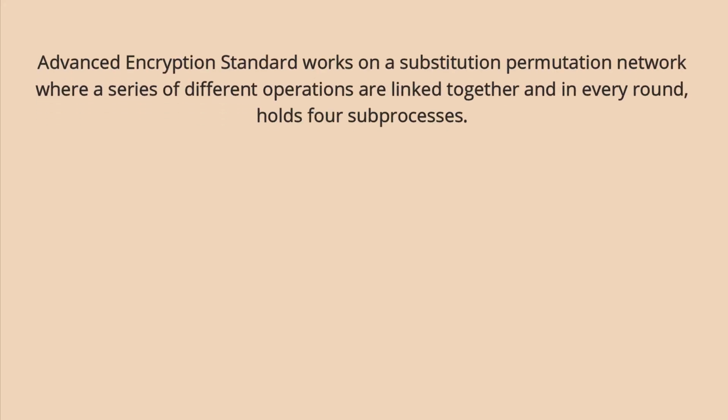To delve deeper, Advanced Encryption Standard works on a substitution permutation network, where a series of different operations are linked together and, in every round, holds 4 sub-processes. This includes SubBytes, ShiftRows, MixColumns and AddRoundKey.